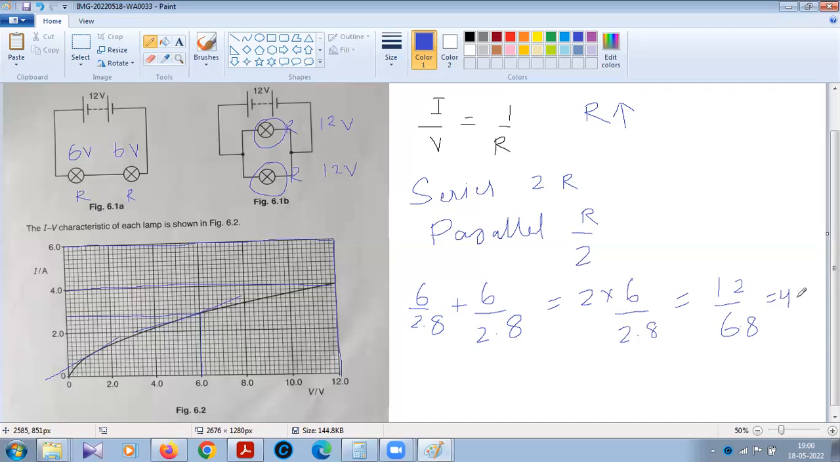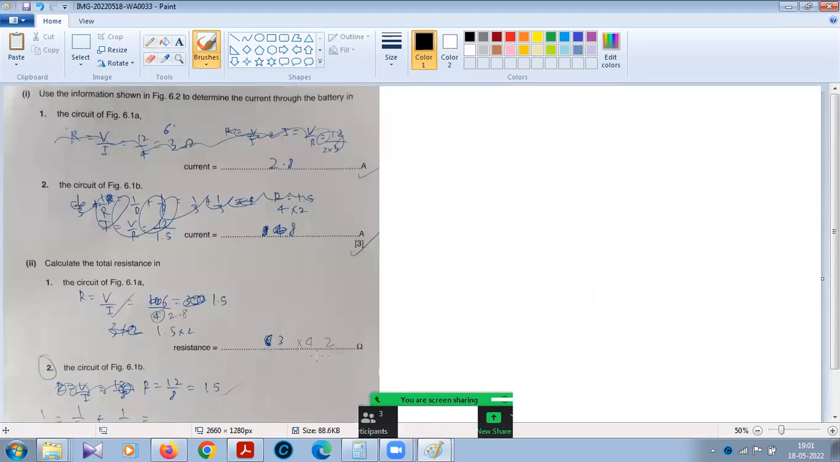So 12 divided by 2.8, yeah, this is 2.8. That's 4.28, so that is 4.3. We will get 4.3 something ohm. So that's what he is getting in the second part.